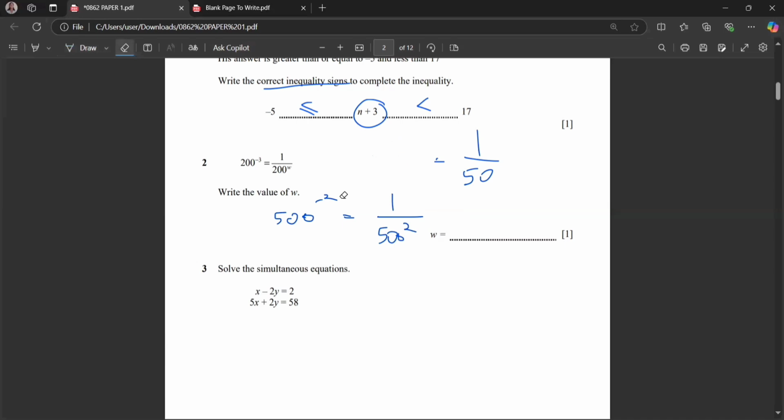So over here, 200 raised to -3 is equal to 1 by 200 raised to w, means w is equal to 3, isn't it? So w is equal to 3.